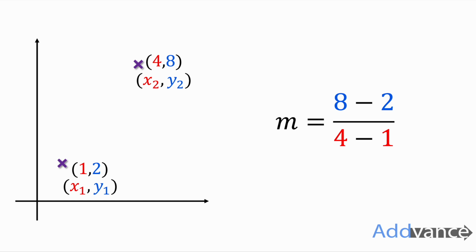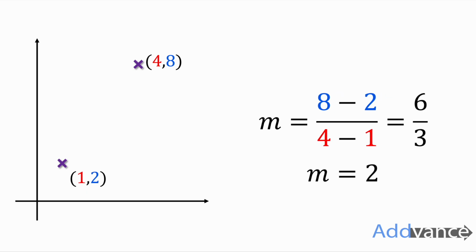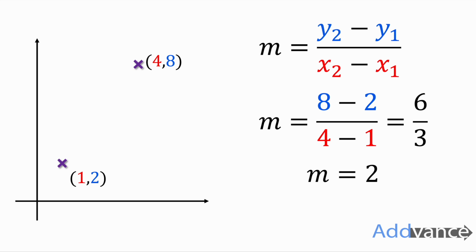We substitute them in like that, and that gives us 8 minus 2 on top, which is 6. 4 minus 1 on the bottom is 3. We get 6 over 3, which is 2. 6 divided by 3 is 2, and that is the gradient of the line between these 2 points.